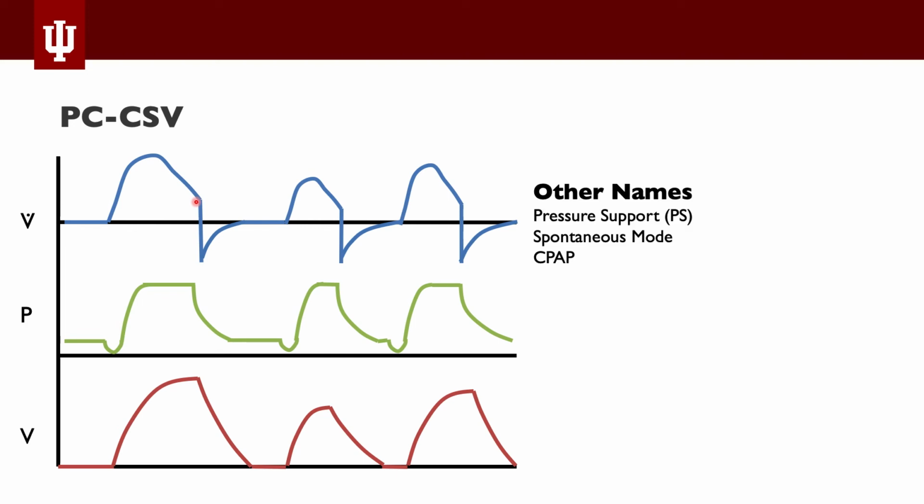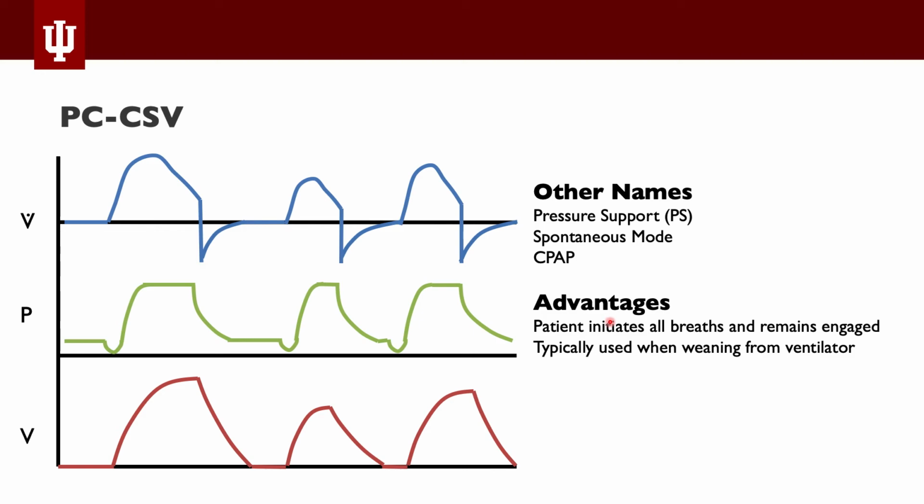So other names, we call this pressure support. We call it spontaneous mode. You'll sometimes hear this called CPAP as well. The advantages are, of course, the patient is engaged and initiates all the breath, and we tend to use this when we're thinking about taking the patient off the ventilator.